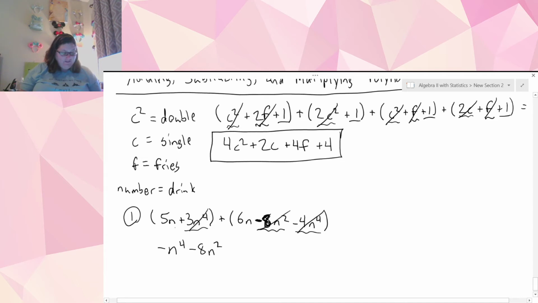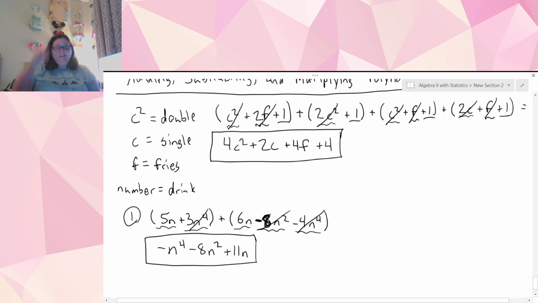And last I have just n, or it has a degree of 1. So I have 5 and 6 is 11n. So that is my polynomial simplified in standard form. Okay, standard form means that it goes from highest to lowest on your degrees.